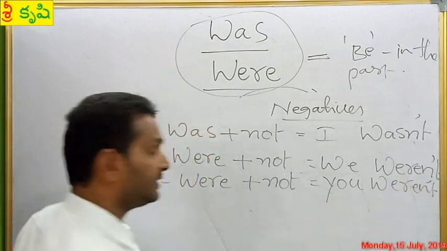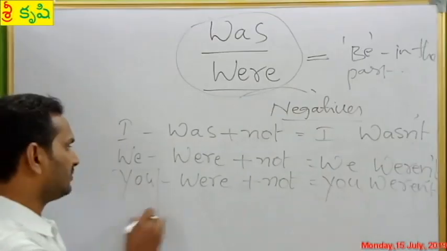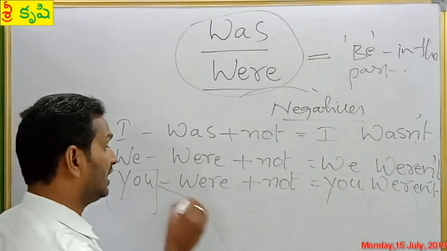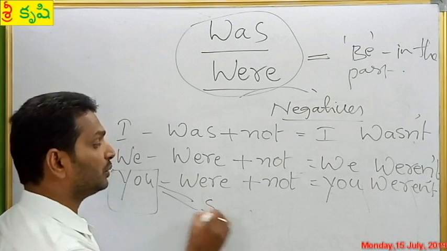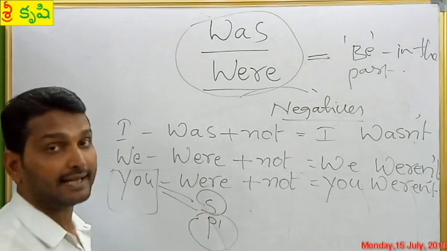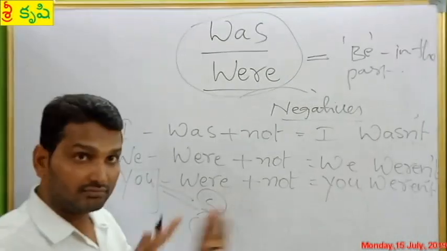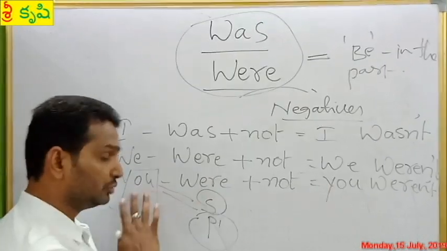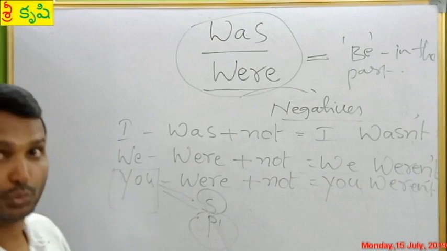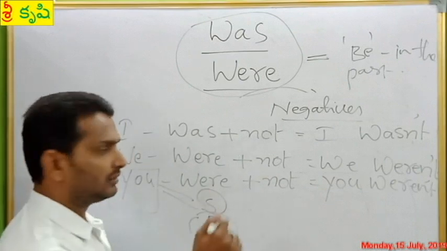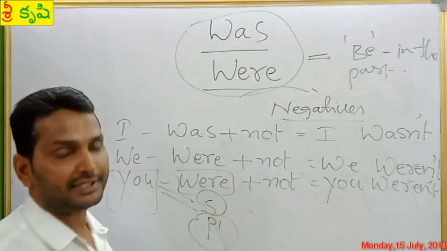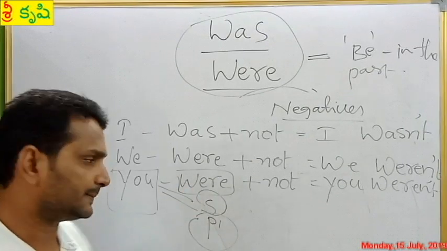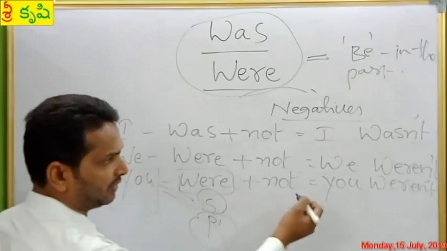You weren't. See here, most people ask why this is always were. Why can't it be was when I use it for singular? It is used both for singular and plural. Though you use it for either singular or plural, you have to always choose the plural finite verb. That's very important. In the past context, it is were. In the present context, it is are. You were plus not, you weren't.